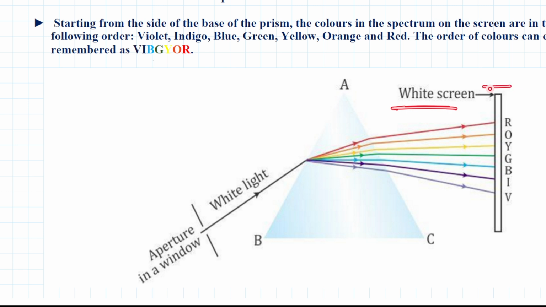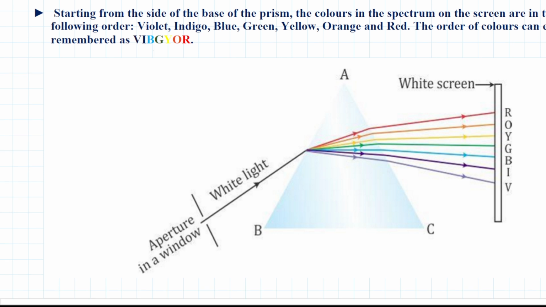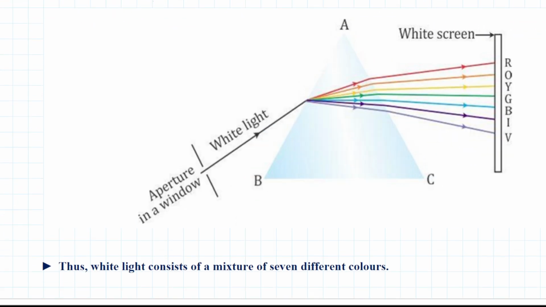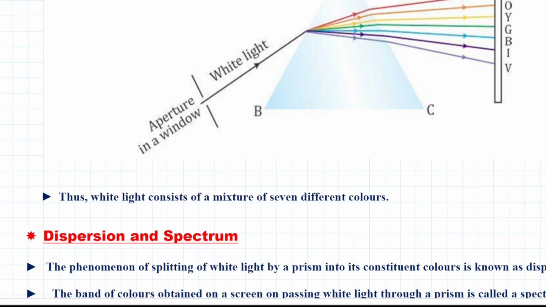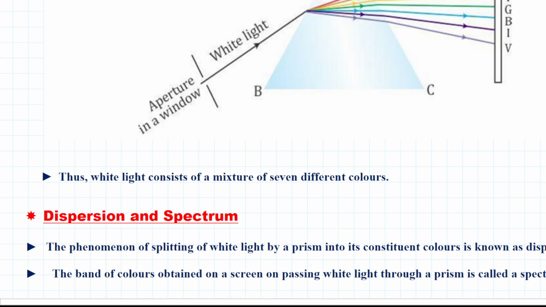He placed a white screen to collect these colors. So here, the rays will be deviated into 7 different colors. That white light consists of a mixture of 7 different colors, we can say.